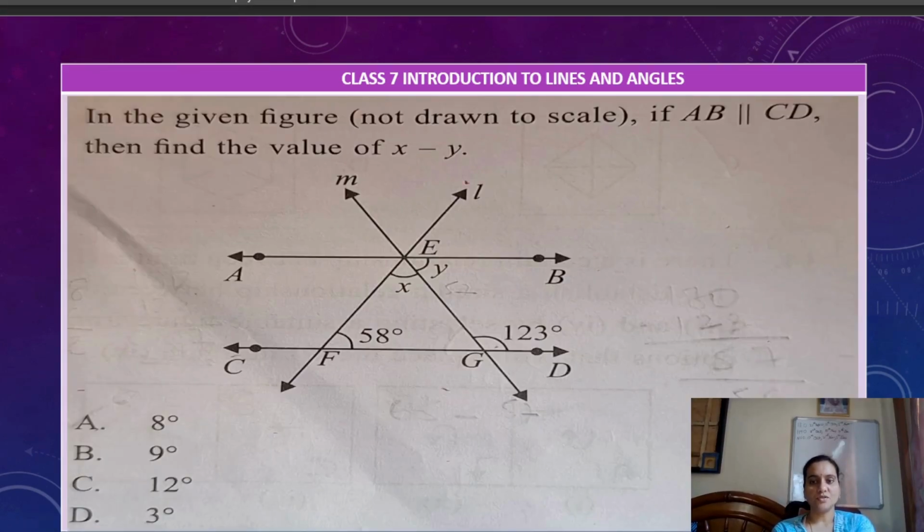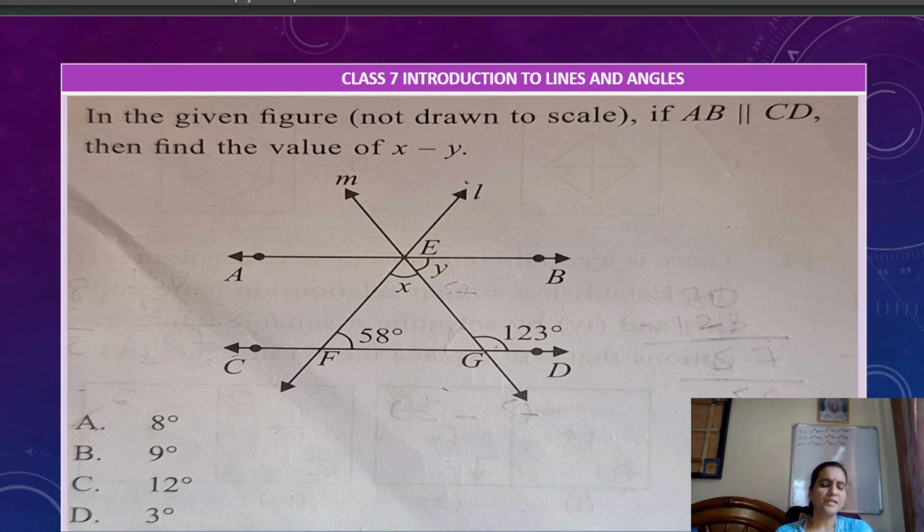Now let's solve this question. In the given figure not drawn to scale, if AB is parallel to CD, then find the value of x minus y. So it is a pretty simple question. See here, this is the transversal. There are two transversals actually, which are cutting two parallel lines, AB and CD. So I will make these arrows to confirm that AB and CD are parallel to each other. And there are two transversals cutting through this set of lines.